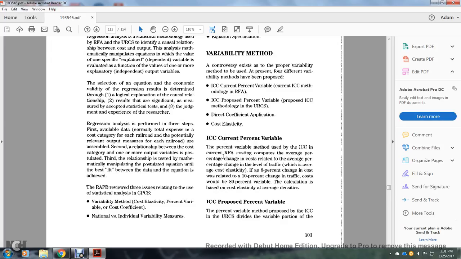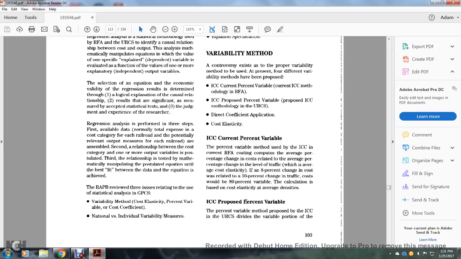Interstate Commerce Commission current percent variable. The percent variable method is used by the Interstate Commerce Commission currently. The Rail Form A cost computes the average percentage change in the cost related to the average percentage change in the level of traffic, which is the average cost elasticity. If an 8% change in the cost was related to a 10% change in the traffic, cost would be 80% variable. The calculation is based on the cost elasticity at the average density.